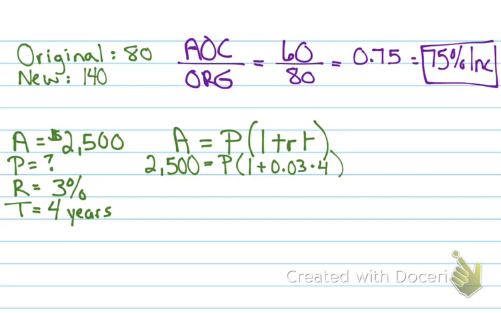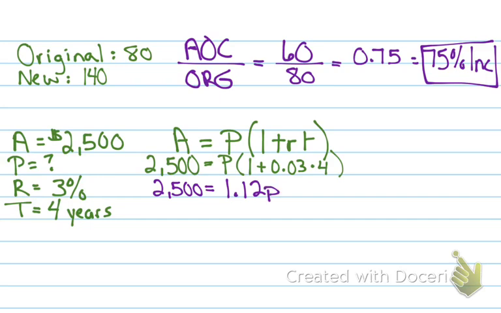So when we simplify what's in parentheses, 1 plus 0.03 times 4, what do we get? 1.12, right? Did you get 1.12? Where does the P go? Would it go P times 1.12 or 1.12 P? 1.12 P. The P comes after because it's the variable.